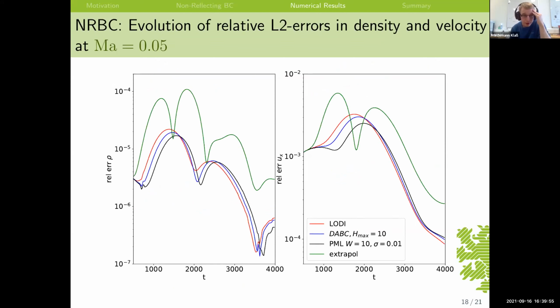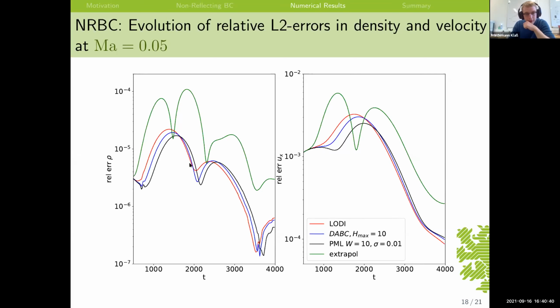Turning to a more encouraging result, this is a very similar plot. This is the evolution of the relative L2 errors in density and velocity at the lower Mach number, 0.05. But now we are just cherry-picking this discrete artificial boundary condition with the maximum history depth of 10 from before, still comparing against the extrapolation method for reference. But now we are also considering the Lodi method and the PML with the width of the damping zone of 10 and the maximum damping coefficient of 0.01.